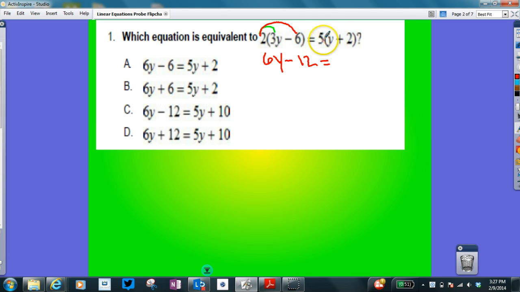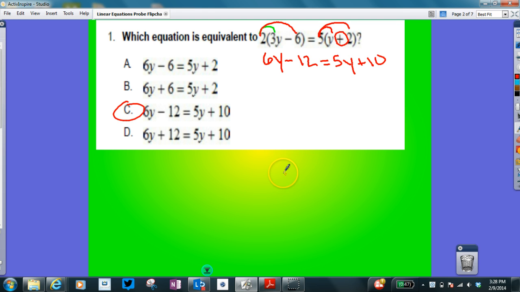Now this time I do the exact same thing. I just want to get rid of the parentheses. So 5 times y gives me 5y. And then 5 times a positive 2 is plus 10. Well, now if I look at my answers here, I have this solution down here, 6y minus 12 equals 5y plus 10. Well, that's equivalent. I don't need to go any further because it's all about process.